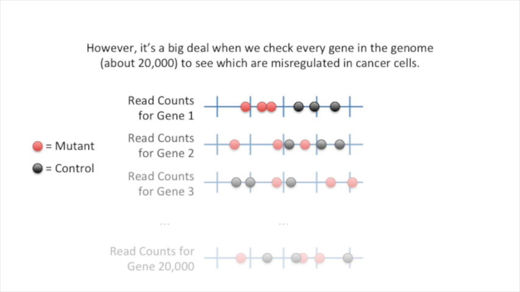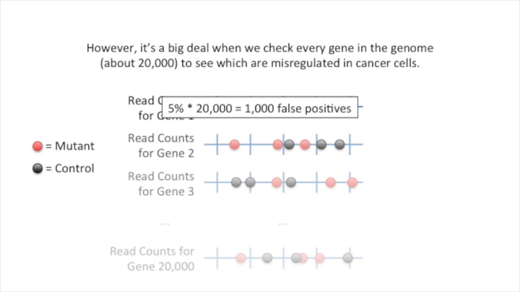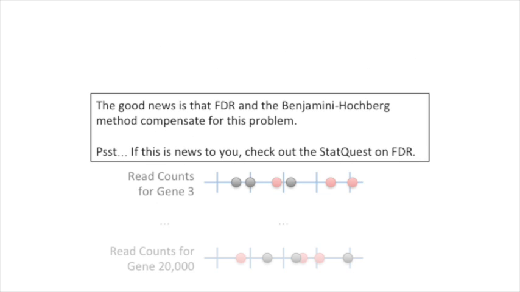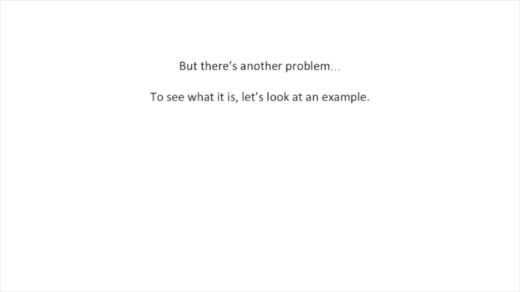However, it's a big deal when we check every gene in the genome, about 20,000, to see which are misregulated in cancer cells. 5% of 20,000 equals 1,000 false positives. The good news is that edgeR and the Benjamini-Hochberg method compensate for this problem. Psst! If this is news to you, check out the StatQuest on edgeR. But there's another problem. To see what it is, let's look at an example.